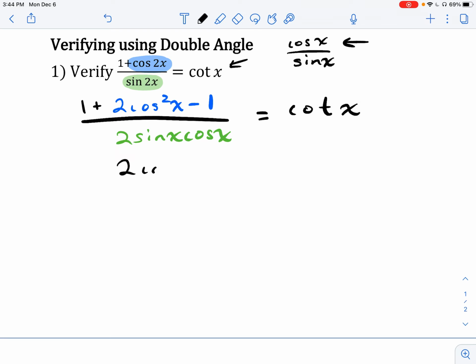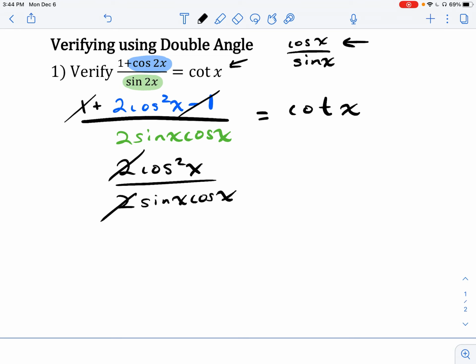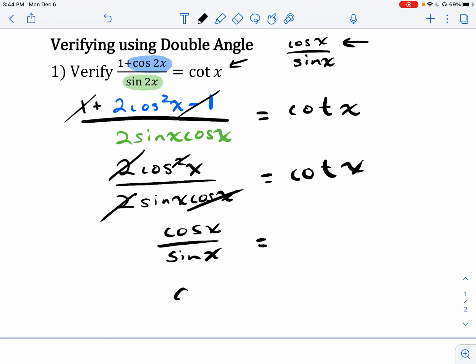Well, I've got 2 cosine squared x. This negative 1 and this positive 1, those are going to negate one another. And if we do some dividing here, you can see that these 2's are going to divide out. I can divide out this cosine in the denominator with one of the cosines up here. And this leaves me with cosine x over sine x, which means I'm very close to just being able to say cotangent of x is indeed equal to cotangent of x.